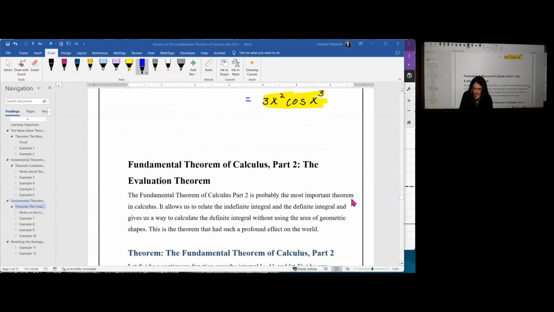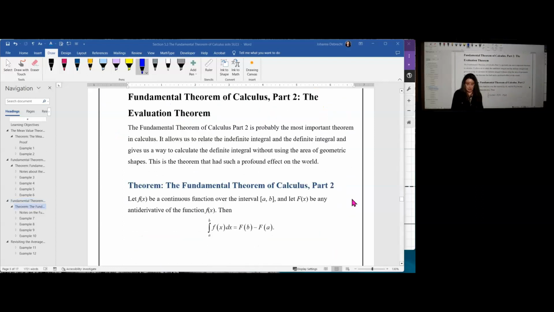It's now time to cover the Fundamental Theorem of Calculus, Part 2, the evaluation theorem. This is the one that truly changed the world. This is the one that you will use on a daily basis from now on. In fact, as you progress into Calculus 2 and Calculus 3, it's part of many, many problems, if not 85% or more. Integration is one of the fundamental uses of calculus.